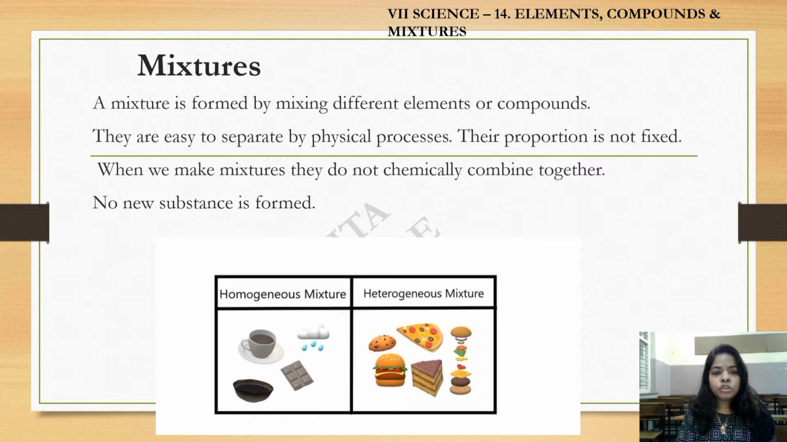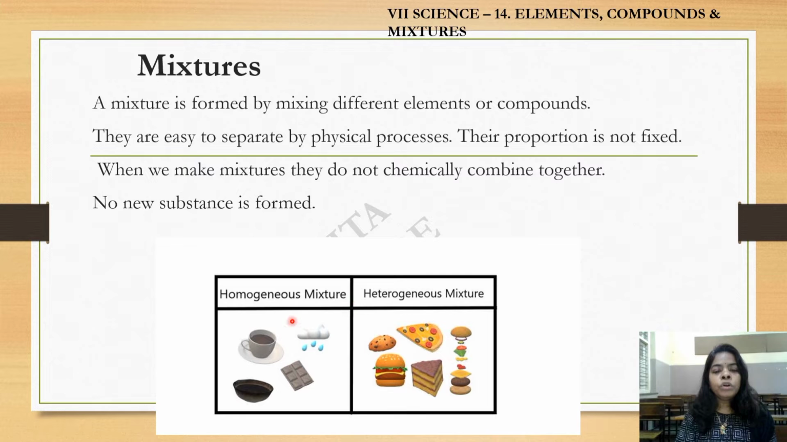Next, mixtures. A mixture is formed by mixing different elements or compounds. They are easy to separate by physical means. Their proportion is not fixed. Yes, children. For example, in this mixture, we can change the proportion according to our taste. It is not fixed. When we make mixtures, they do not chemically combine together. Yes, there is no chemical combination. They just mix into each other. No new substance is formed in a mixture.